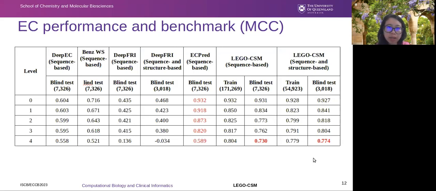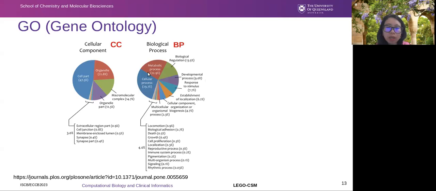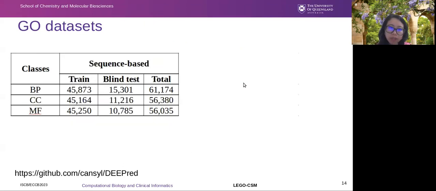Now let's look at the last one, gene ontology, where we consider the cellular component or CC. The majority is cell part, organelle, followed by macromolecular complex. Then biological process or BP, where the majority is cellular process, metabolic process, biological regulation, and so on. And molecular function, MF, where the majority is binding and catalytic activity. So this is the data set for the GO.